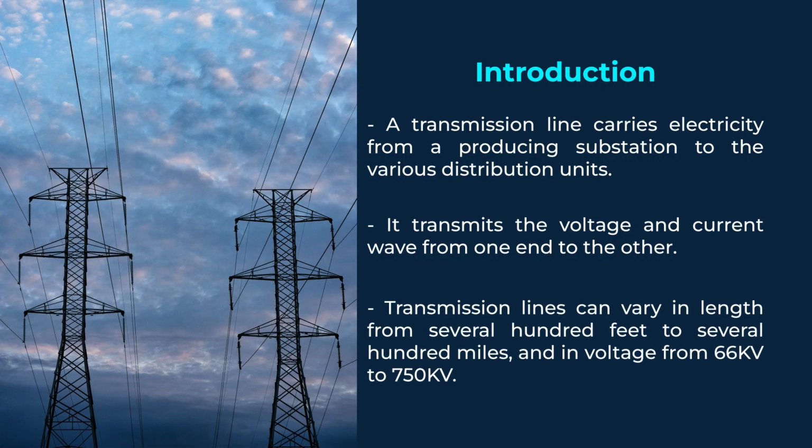Transmission lines are a vital part of the electrical distribution system as they provide the path to transfer power between generation and load. Transmission lines can vary in length from several hundred feet to several hundred miles, and we also see variation in line to line voltage from 66 kilovolts to 750 kilovolts.